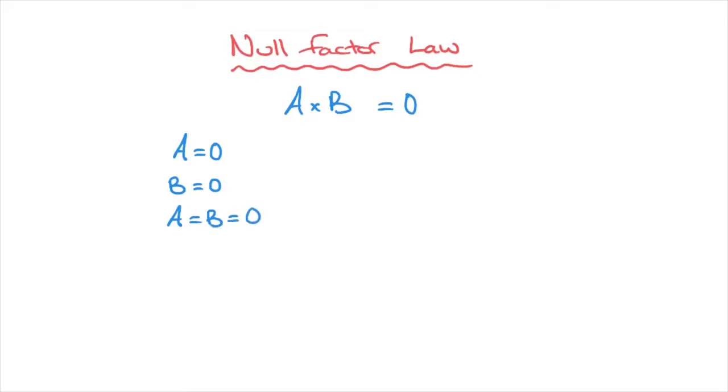And the reason for this is because when we multiply two numbers, the only way that the product can be equal to 0 is if at least one of the two numbers equals 0. And as simple as this law is, it in fact turns into a very powerful tool. And a quick example of that is seen when solving quadratic equations by factorization, which would look something like this.